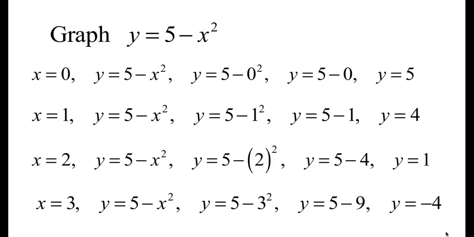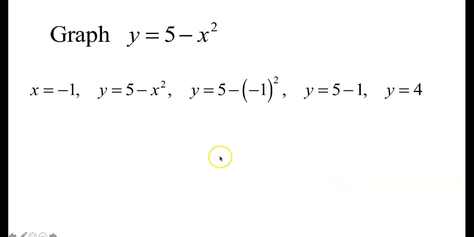I don't have any negative x values here, so it might be helpful for me to plug in some values of x that are negative. So let's do that. If x is negative 1, 5 minus, in parentheses, negative 1 squared. In parentheses, negative 1 times negative 1 is positive 1. Hence, 5 minus positive 1 to give me a y of 4.